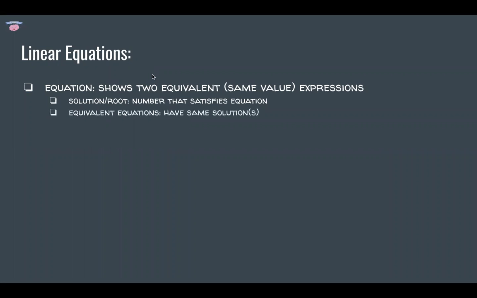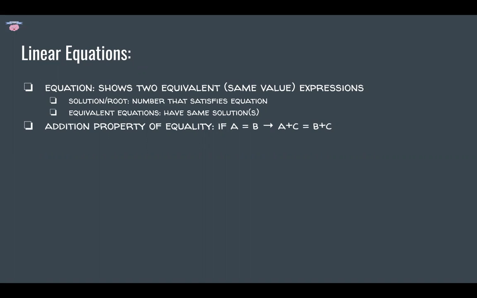Equivalent equations have the same solutions. So x is equal to 2 and x is equal to 3 minus 1 are equivalent equations. They both have the solution x is equal to 2. So, some properties of equality that are useful to solve equations.